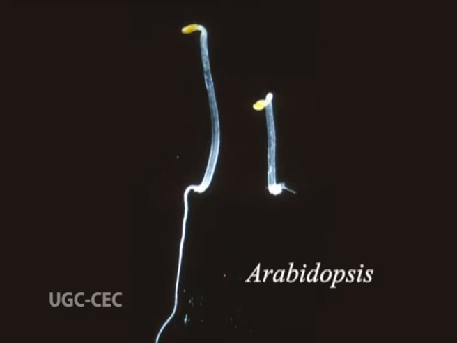In Arabidopsis, the triple response consists of inhibition and swelling of hypocotyl, inhibition of root elongation, and exaggeration of the apical hook.